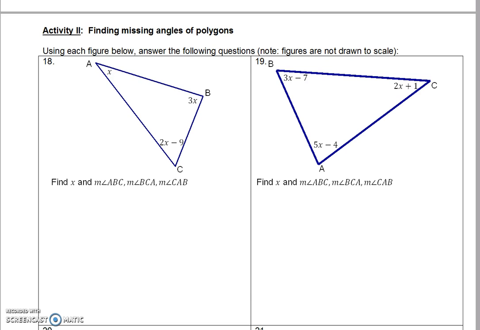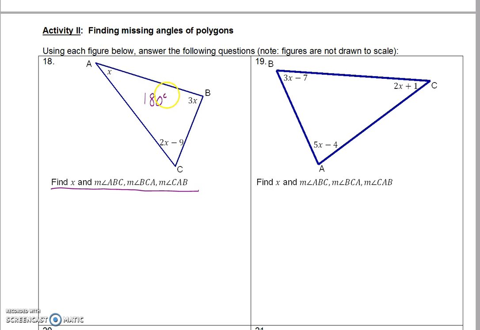So looking at number 18, I see a triangle with 3 angles. The first angle A measures x degrees. The second angle B measures 3x degrees. And the third angle C measures 2x minus 9 degrees. And the directions say, find x and the measure of angle ABC, the measure of angle BCA, and the measure of angle CAB.